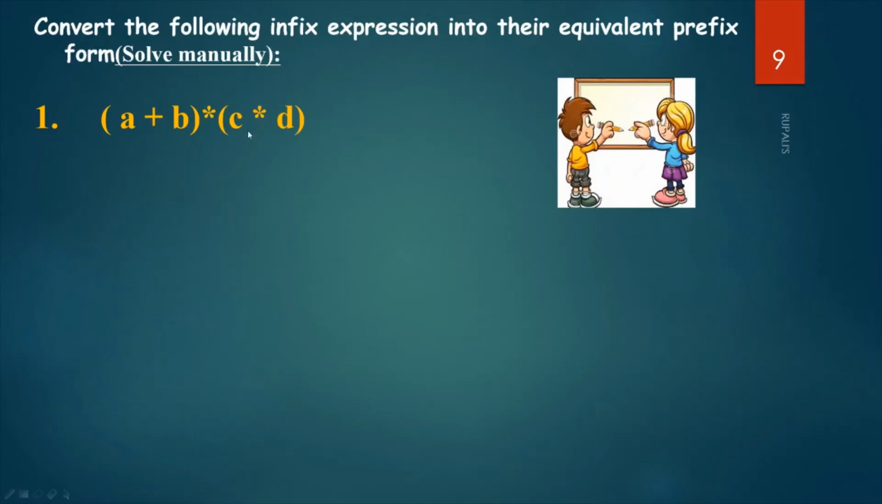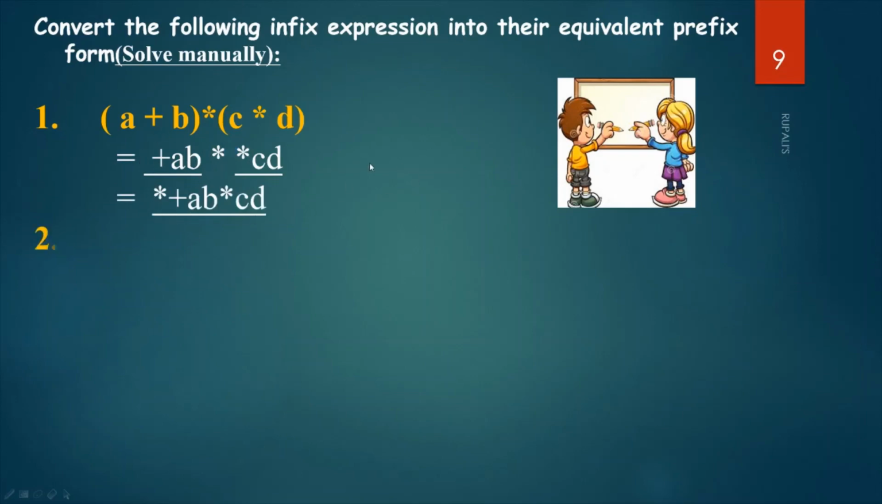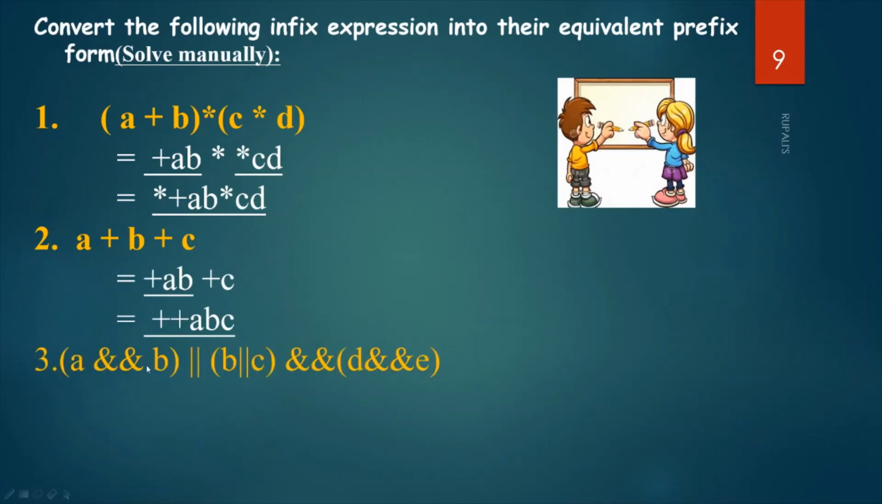So in case of infix to prefix, A plus B becomes plus AB, C into D becomes into CD, and in between these two there is another into, so it comes first. So the result is this, into plus AB into CD. In the same way, a plus b plus c becomes plus ab plus c, and then the result is plus plus abc.